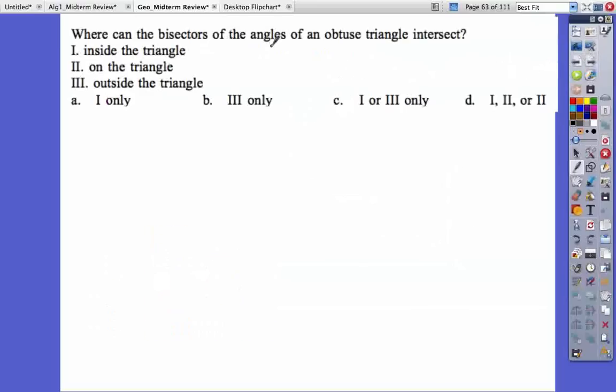The bisectors of the angles of an obtuse triangle, it doesn't matter what kind of triangle it is, will always be on the inside. A is my correct answer.